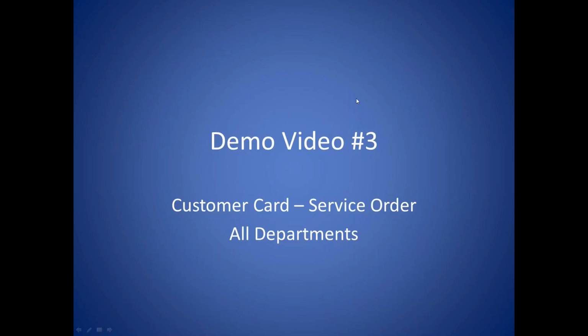Okay, this is video number 3 in a series of training videos for our new system, the new scheduling and accounting system for Southern Sovereign Pest Control. Specifically in this video, we're going to talk about the customer card. You know that every customer will have a customer card and division account number, and we'll talk about the difference between that and the service order.